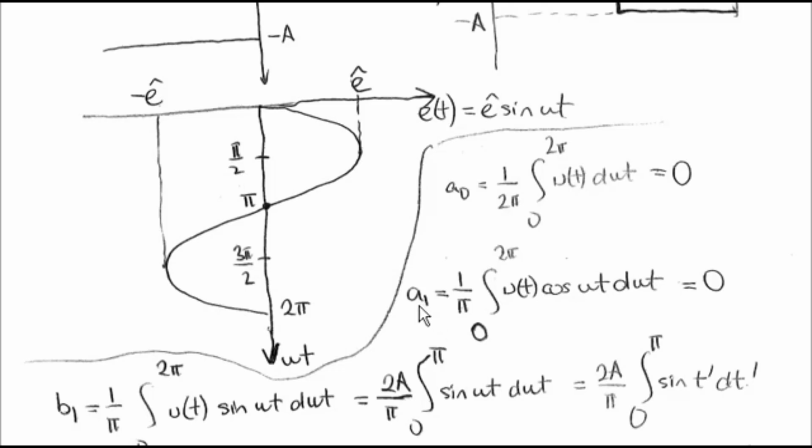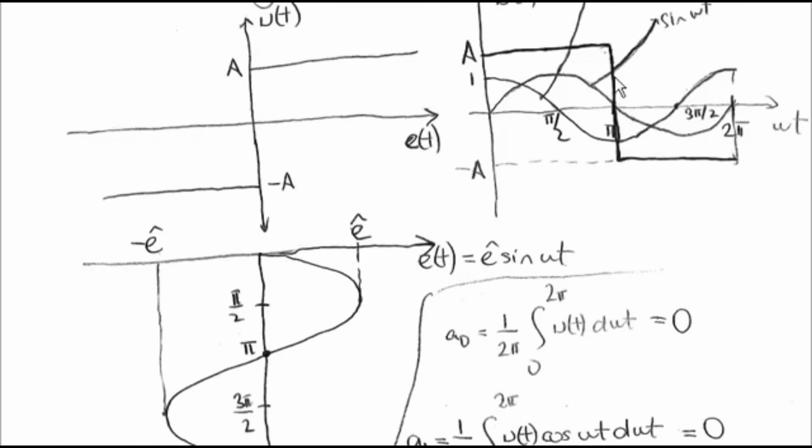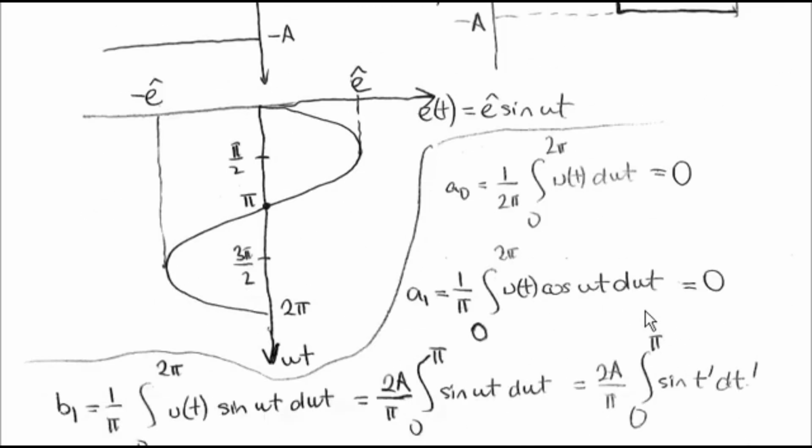So we have here, therefore, this a1 is just going to be equal to 0, the result of this integral, because I can write this integral as the integral from 0 to pi plus the integral from pi to 2 pi, and each of those integrals will give me 0 due to the symmetry properties of the multiplication, and the result is going to be equal to 0. So we see that this a1, the coefficient of the cosine omega t in the Fourier series expansion, will be equal to 0.